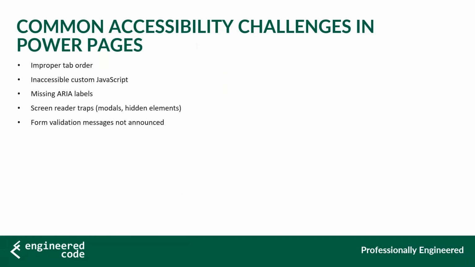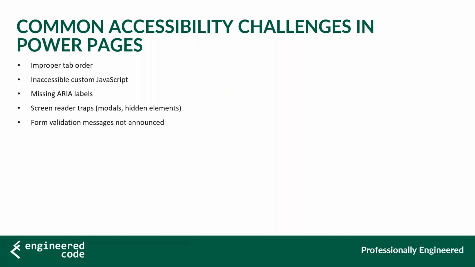All right. So what are some common accessibility challenges in Power Pages? Firstly, there is improper tab order. Keyboard users rely on tabbing to navigate your page. If you've got multiple web forms, custom modals, or JavaScript UI elements, tabbing can jump unpredictably, or worse, just disappear.